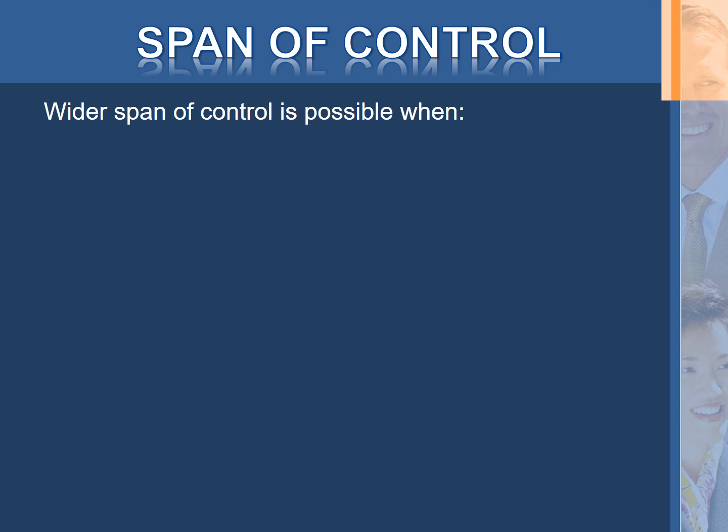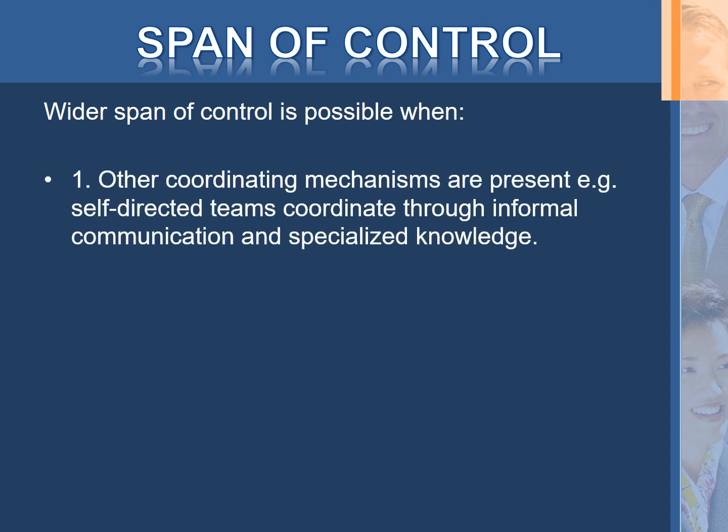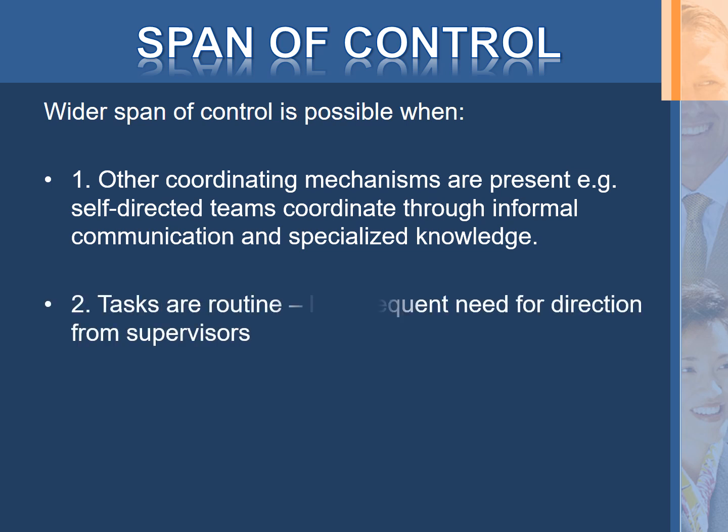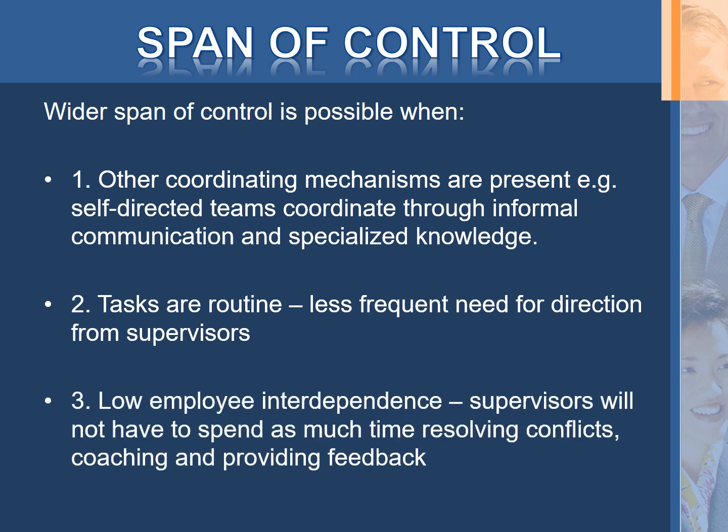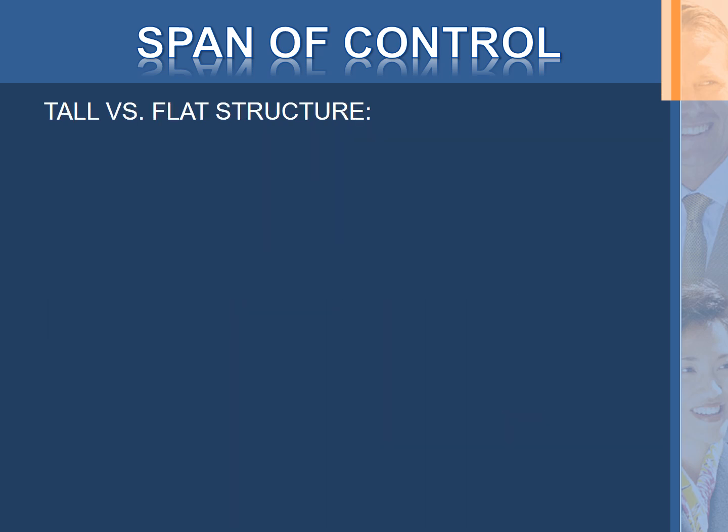A wider span of control is possible when other coordinating mechanisms are present, like self-directed teams, coordination through informal communication and specialized knowledge. Tasks are routine, there is less frequent need for direction from the supervisor, and low employee interdependence. Supervisors will not have to spend as much time resolving conflicts, coaching, or providing feedback. Now there's a tall versus a flat structure.